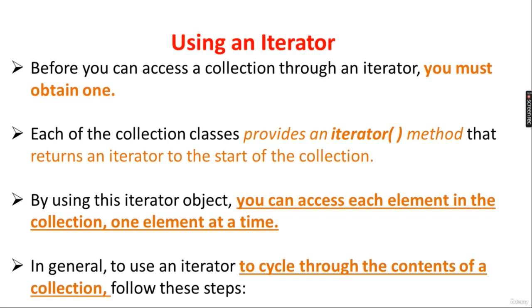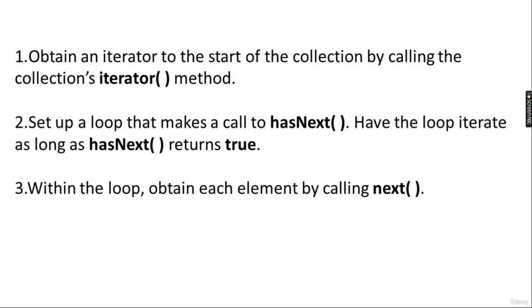In general, to use an iterator to cycle through the contents of a collection, we will see the steps. So what you have to do to iterate: first of all, you need to have a collection. Each of the collection classes provides an iterator method so that you can iterate from the start of the collection. You can access each element, one element at a time, like a for loop: for integer i equal to 0, i less than 5, i plus plus. Likewise, you can access one element at a time. And to cycle, you have to follow these steps.